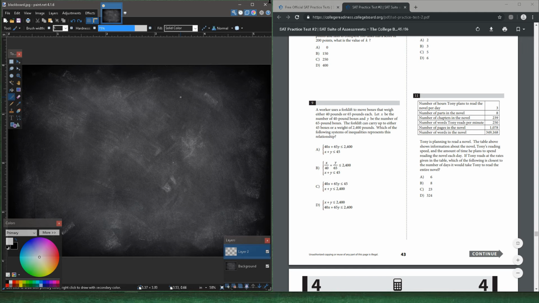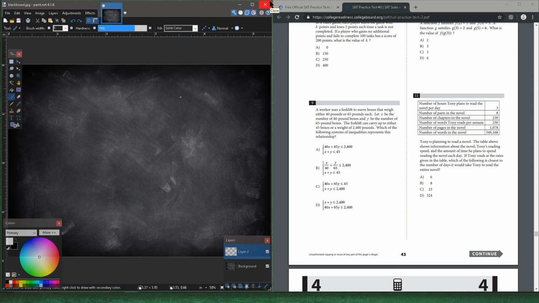This much. So you want to use your calculator. So we have 349,168 divided by 250 words per minute. So that's about 1,396.672 minutes that he reads. So how many hours is that? There's 60 minutes in an hour. So this is equal to about 23.28 hours.